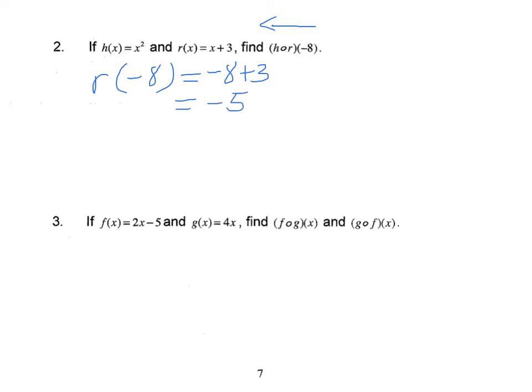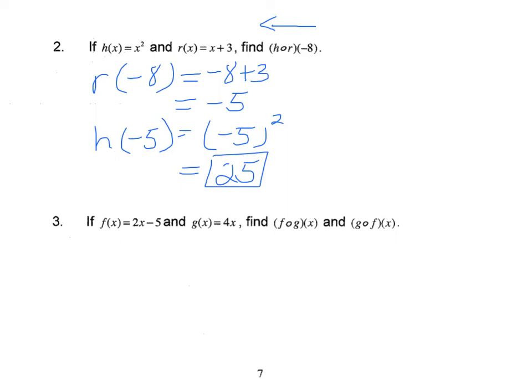Now that we know r of negative 8 is negative 5, we're now going to find h of that answer. So h of negative 5 is going to be negative 5 squared, which is positive 25. So my final answer is 25. So h of r of negative 8 is 25.